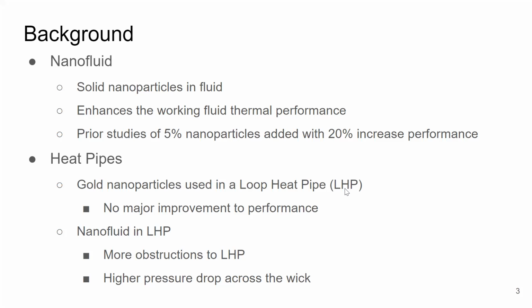For some background, nanofluid consists of solid nanoparticles in the fluid, which could enhance the thermal performance of the working fluid. Previous research on nanofluid used in heat pipes has had varied results, including one study with gold nanoparticles used within a loop heat pipe, which resulted in no major improvement to performance. Another study showed that nanoparticles caused obstructions to the heat pipe, resulting in a higher pressure drop across the wick.